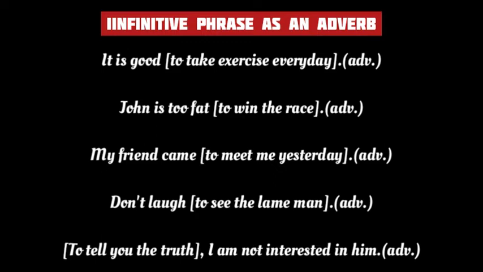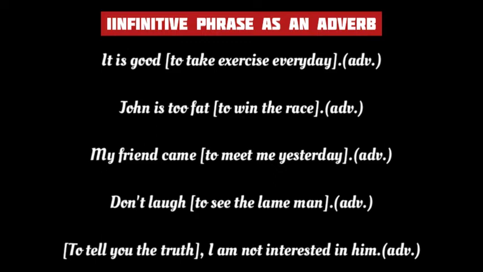In the next sentence, "to win the race" is an infinitive phrase consisting of the infinitive "to win" and its object "the race". And this infinitive phrase is modifying the adjective "fat" in the sentence, so it's functioning as an adverb here. An infinitive phrase may also modify a verb by stating the purpose of the action.